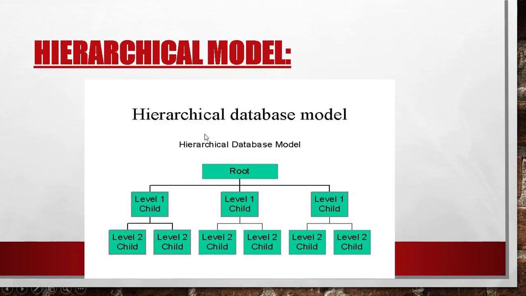Here you can see a hierarchical database model. The first node, that is the topmost node, is the root node, and this root node has level 1 children. There are 3 level 1 children for this root, and each level 1 child has 2 level 2 children. So this is how the database model looks.